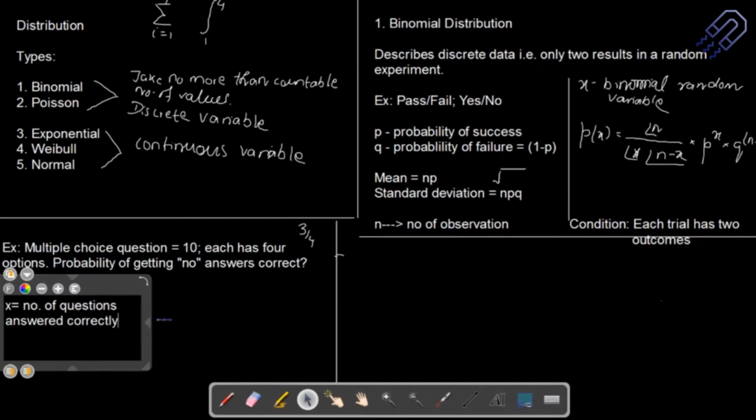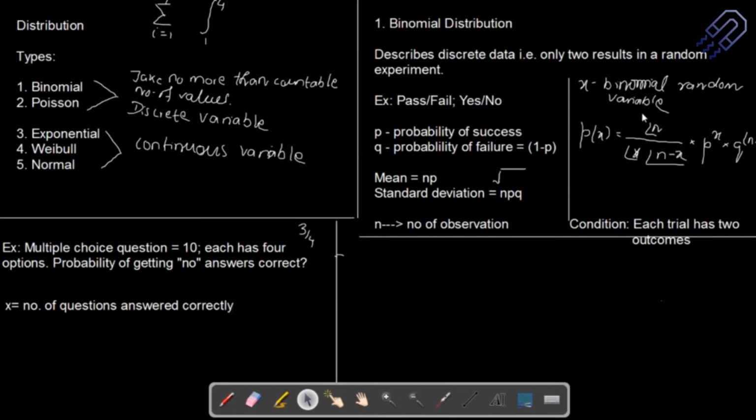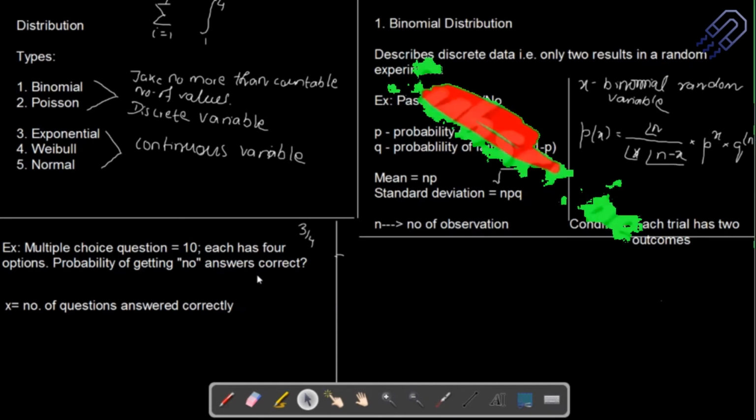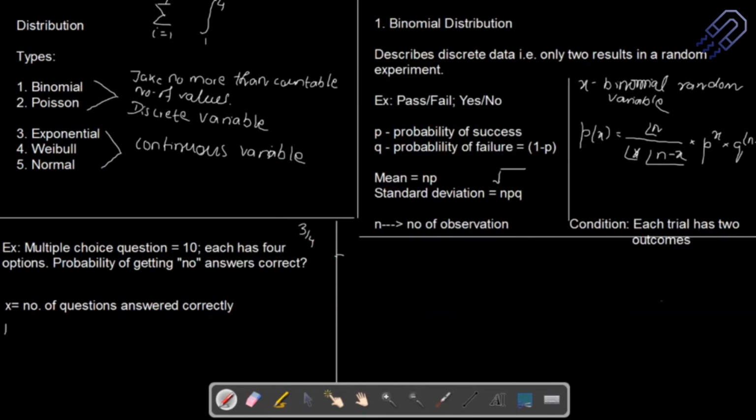Now look into the formula and see what are the terms that you should know. First thing is x. Probability of getting no answers correct means the x value would be 0. So if x is 0, we can actually get the answer. But let's find out what are the other values that we should know. First term is n, number of observations. N is already given to be 10 because there are 10 questions here. So n is 10.